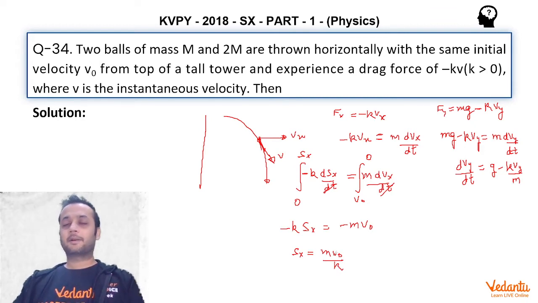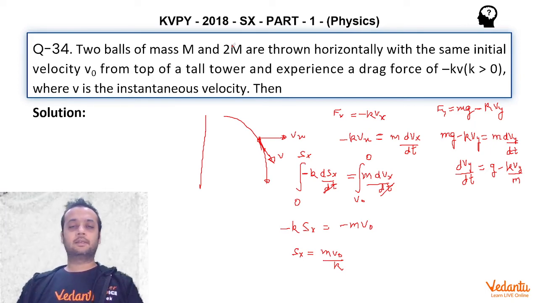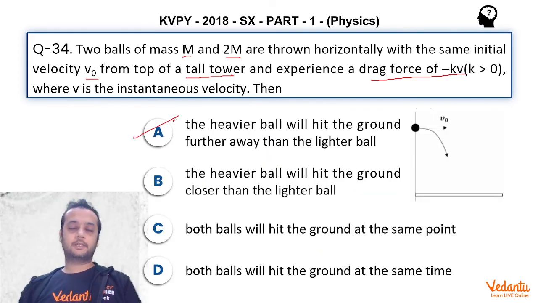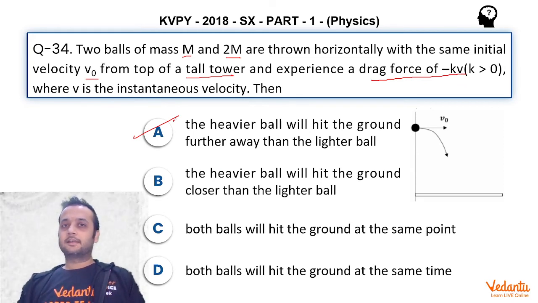So you can see that v naught is the same for both of them, k is the same for both of them, but the mass of the second ball is twice the mass of the first ball, and hence the displacement of the second ball will be twice that of the first ball by the time they hit the ground. So the heavier ball is going to hit farther away from the lighter ball. Option A will be the correct answer in my opinion. I hope you would have understood the solution. That's it. Thank you.